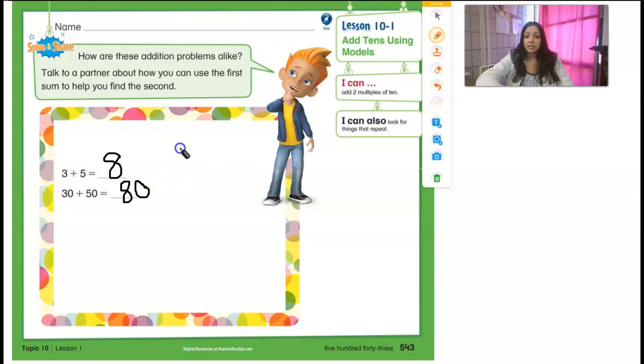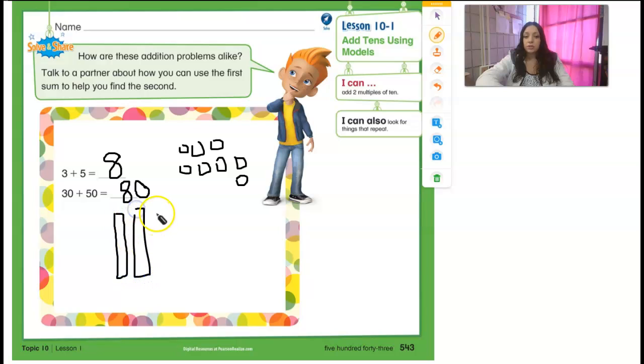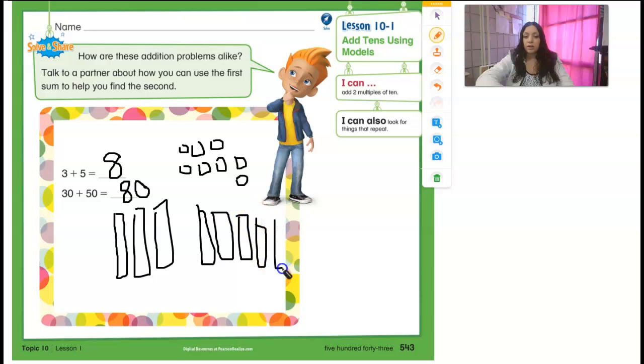Now I can check my work and say, okay, I had 1, 2, 3 ones, and then I added 1, 2, 3, 4, 5 ones, and I know that equals 8. But then I can also make a picture and do the 10 rods and say, I know that the rods stand for 10. 1, 2, 3, which stands for 3 tens, and then I add 1, 2, 3, 4, and 5 tens, so 30 plus 50.